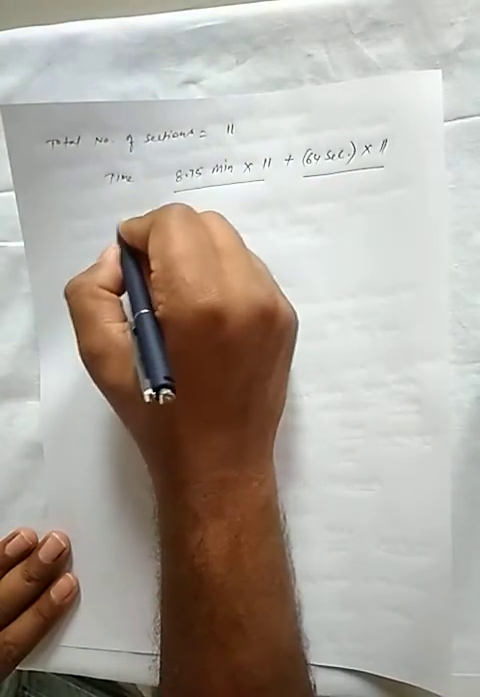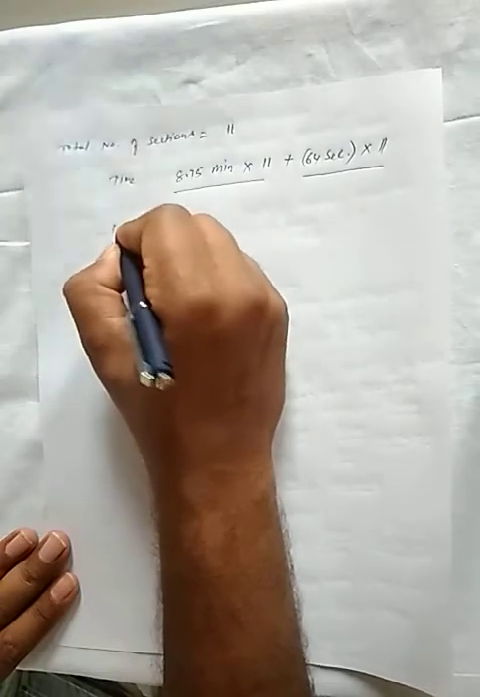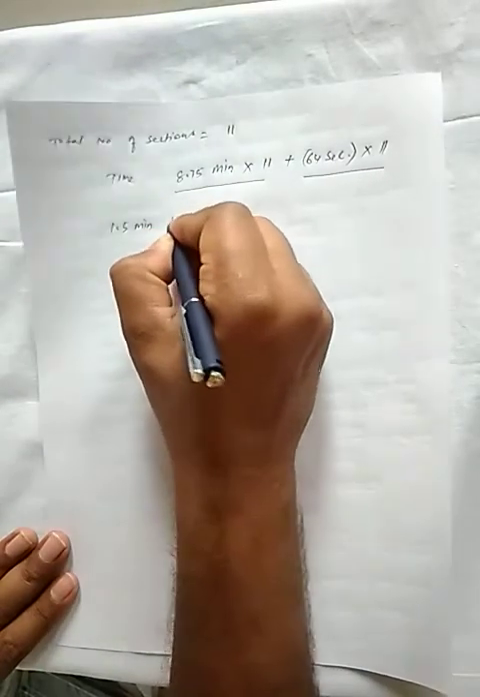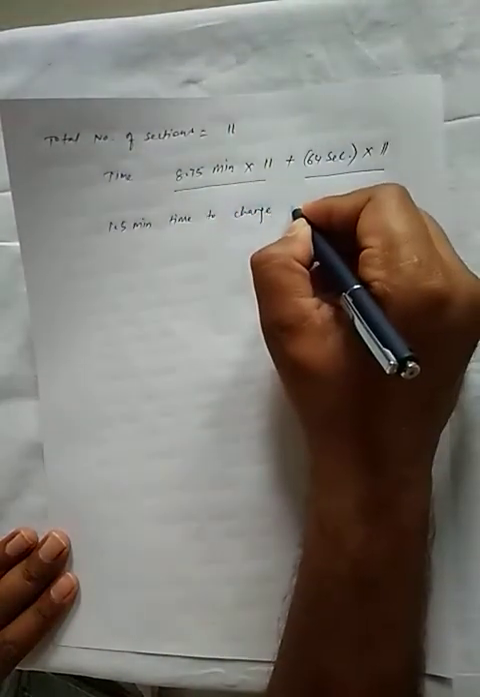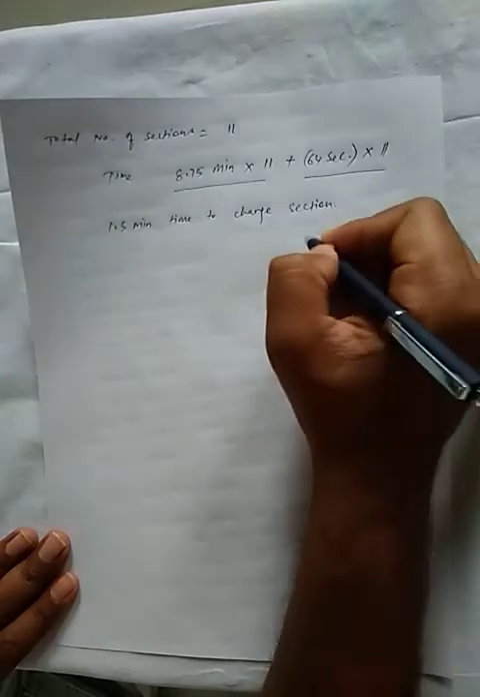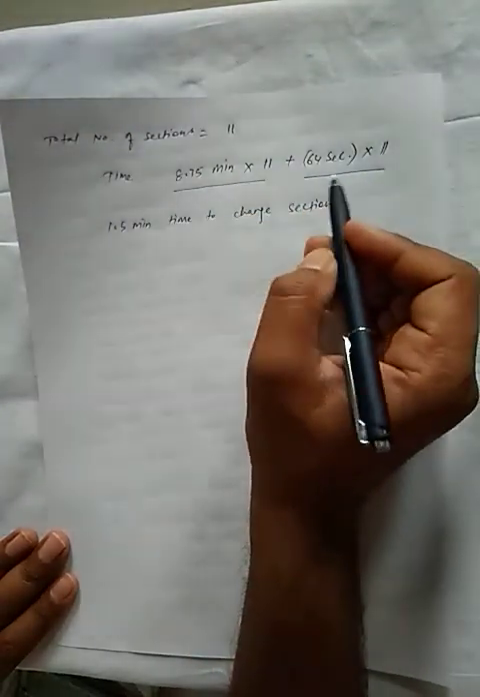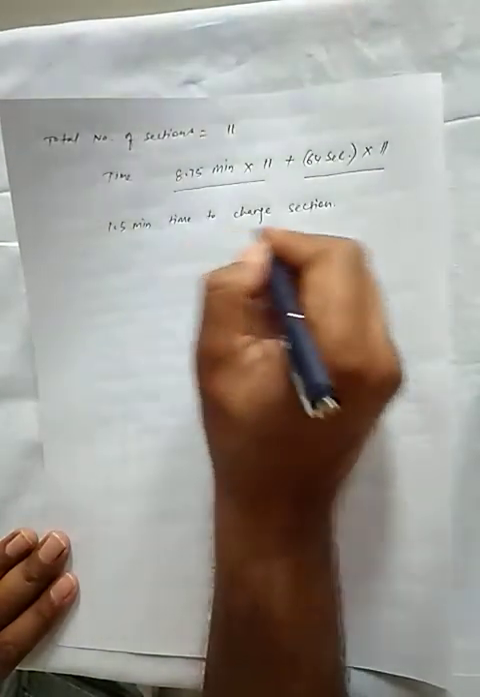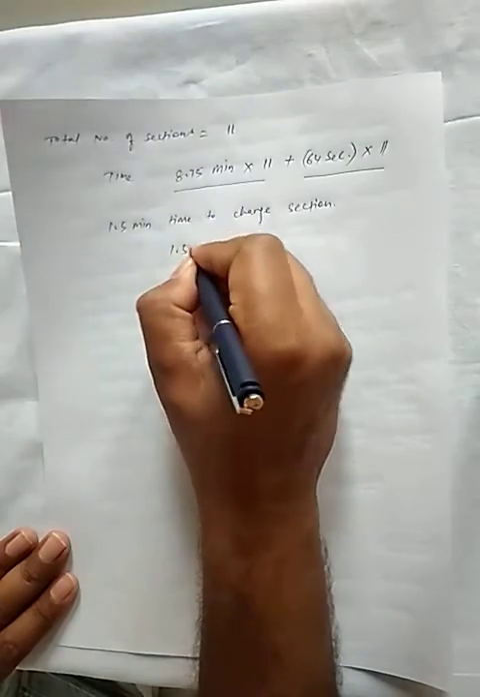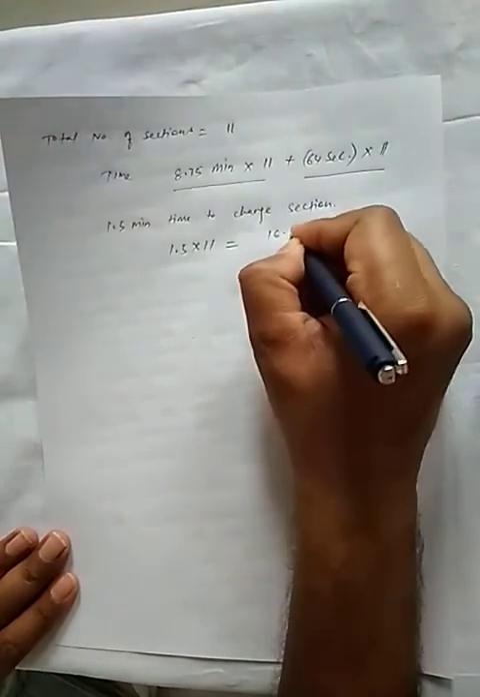Also we need 1.5 minutes to change a section. The total number of sections is 11, so we need to change it 11 times. So we multiply 1.5 by 11, and that gives us 16.5 minutes.